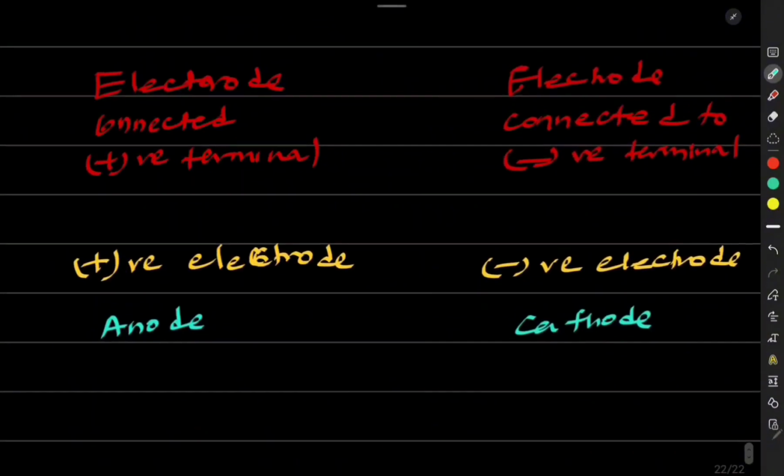Here the oxidation and reduction reactions are opposite to the galvanic cell. In a galvanic cell, at the anode oxidation occurs and at the cathode reduction occurs. But here in electrolysis, at the anode oxidation occurs. At the cathode, reduction occurs.